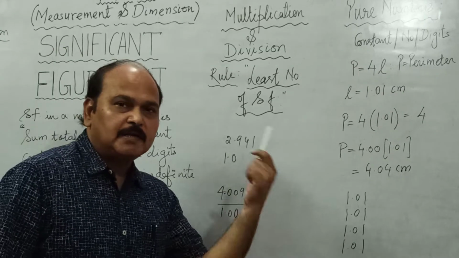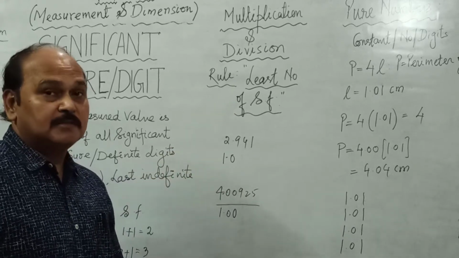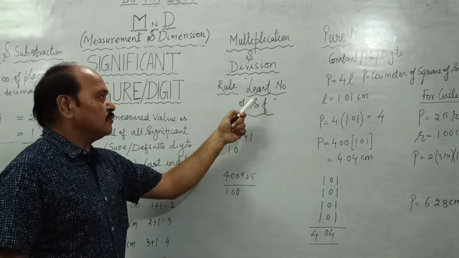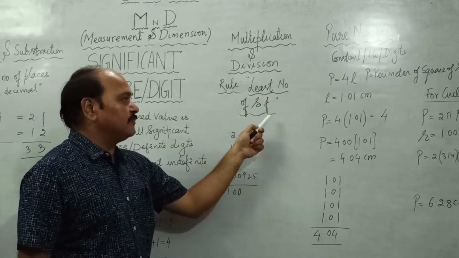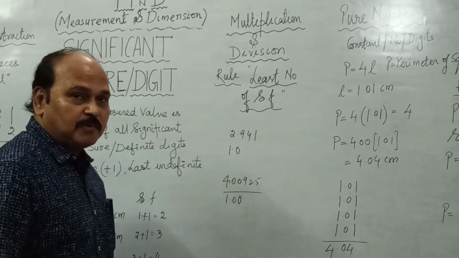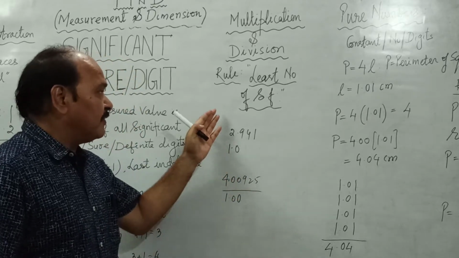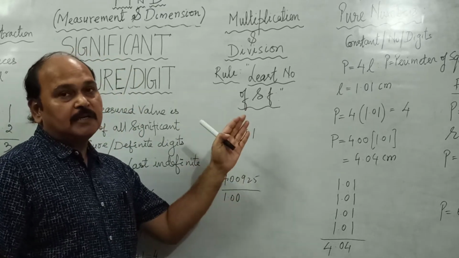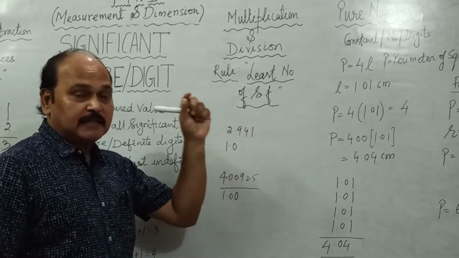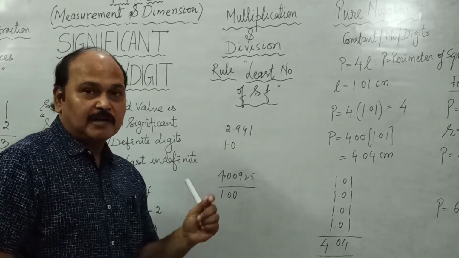Children, when we multiply or divide two different measurable quantities, quantities measured from an instrument, we apply this rule. What is this rule? Least number of significant figures. That means if we wish to multiply or divide two quantities, we have to write down the answer in the least number of significant figures. Whichever quantity has the least number of significant figures, the same would be the number of significant figures in the final answer.